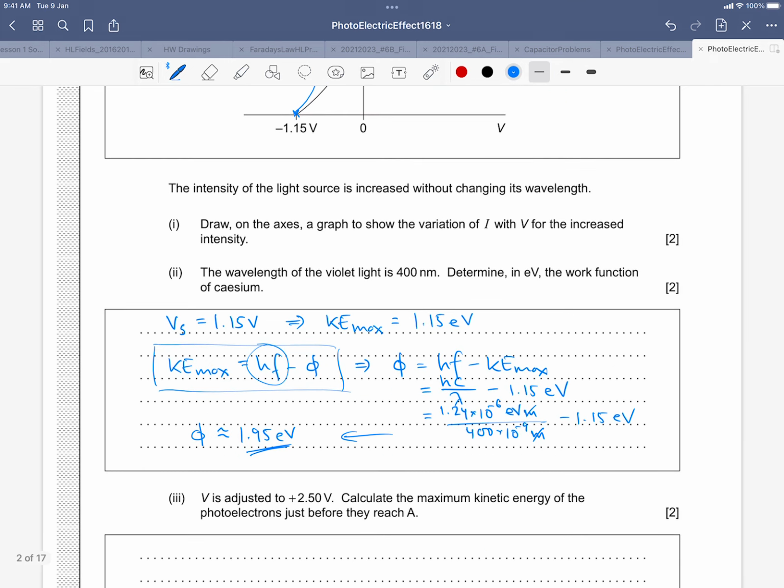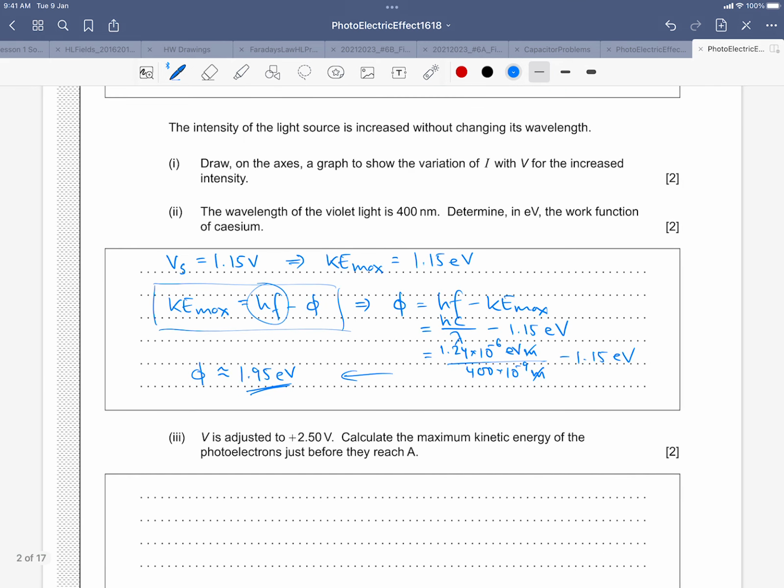Yep, good. Then the voltage is now adjusted to positive 2.5. So again, we're sort of sucking all the electrons over to the anode. And the maximum kinetic energy that they can have at the anode is therefore going to be the maximum kinetic energy that they have when they are released from the cathode. Let's call it Ke max at C. That we already know is 1.5 eV.